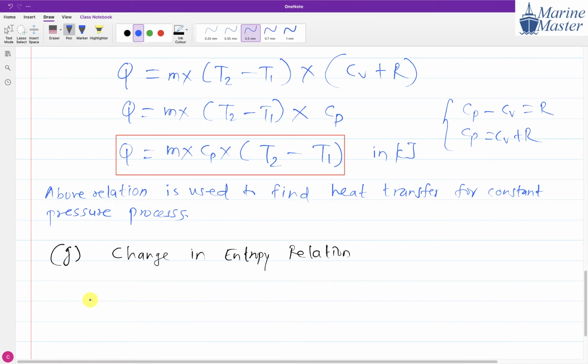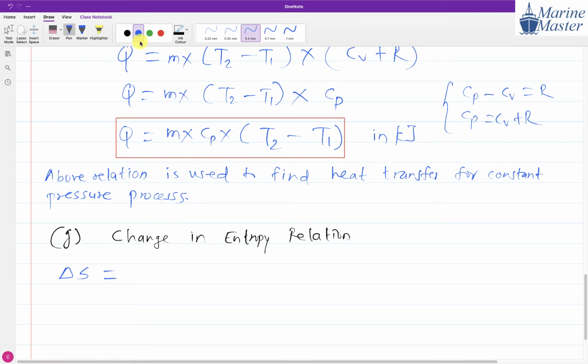So our change in entropy relation, delta S, will be what? The second relation of change in entropy for a closed system: delta S is equal to m Cp ln T2 by T1 minus R ln P2 by P1. Ln means what? Natural log.